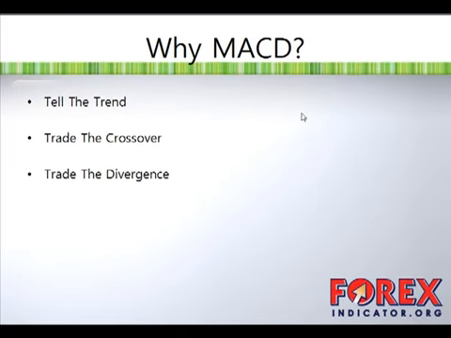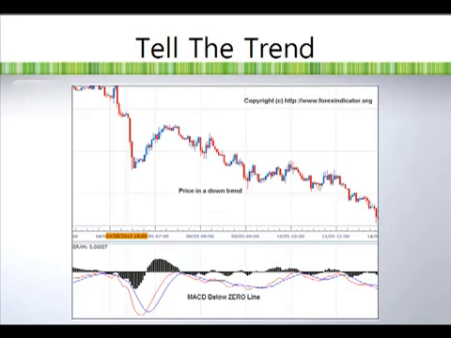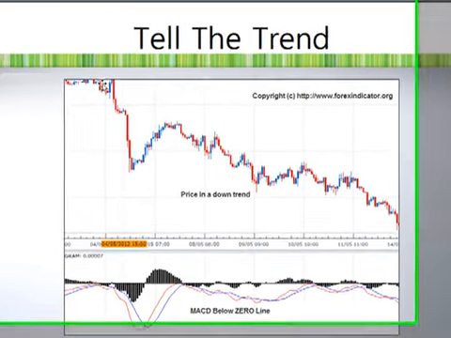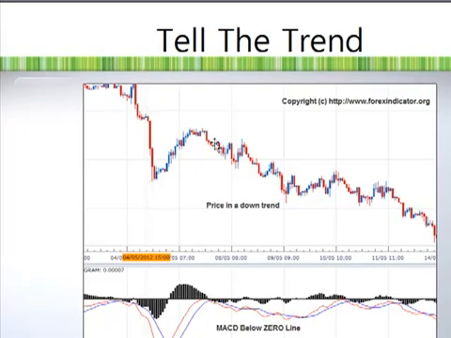First of all, let's go through how I use the MACD to tell the trend. Let's take a look at this picture here. You can see that the price is moving in a strong downtrend, all the way down. How can the MACD indicator help us identify that it is in a strong downtrend? This horizontal line that I'm showing you here is the zero line. Some people call it the water line.